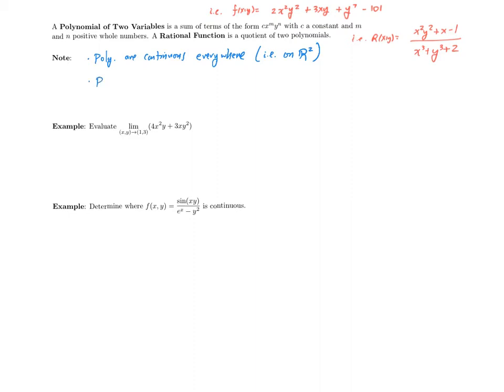Similarly, rational functions are not continuous everywhere, they are continuous everywhere they are defined. That is where we're not dividing by 0. So rational functions are continuous on their domain.